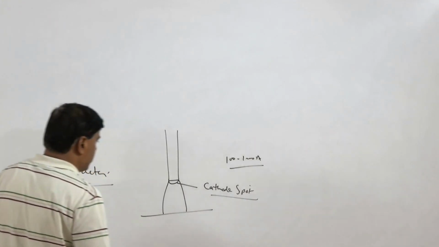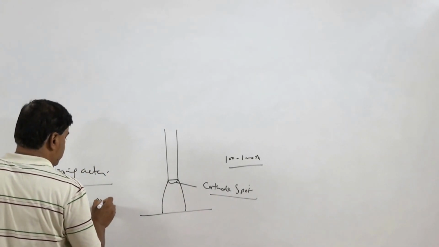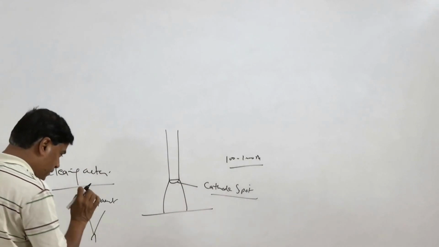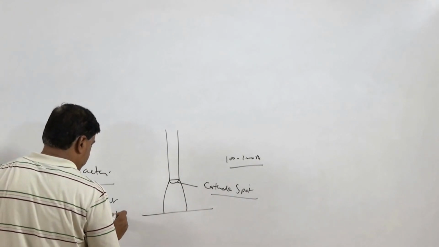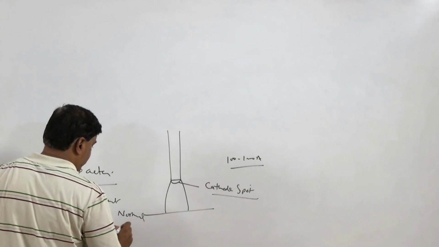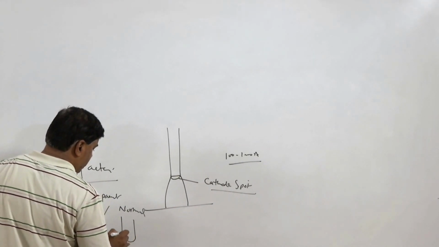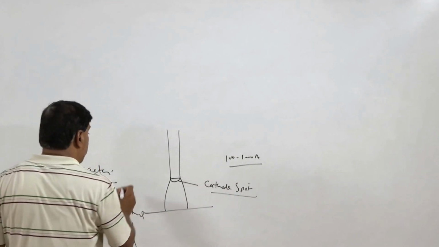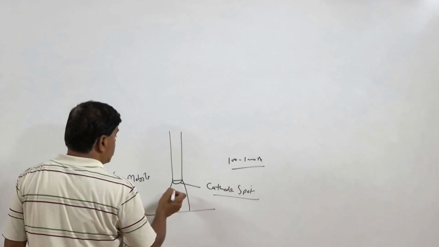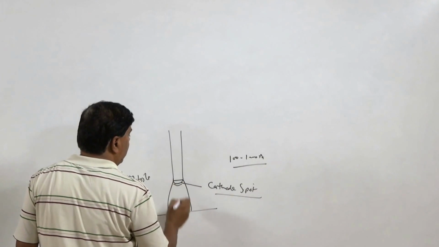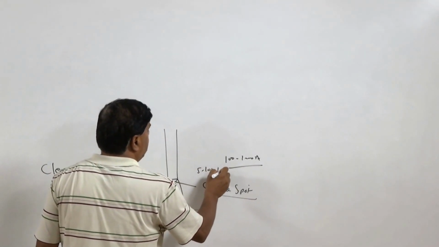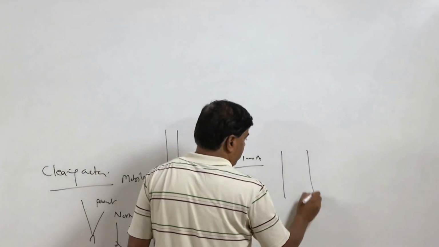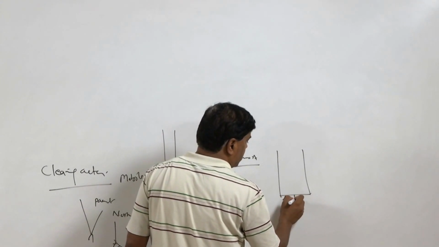Three types of cathode spots are normally found. One is pointed, where electrons are emitted from the tip of a conical shape electrode. Another is normal, where a ball shape tip of the electrode emits the electrons from the entire area. And another is the mobile cathode spot. A mobile cathode spot will keep on changing its position, moving at 5 to 10 meters per second over the surface of the electrode, so in this case the location of the cathode spot keeps on changing.